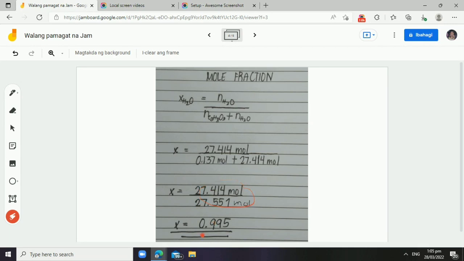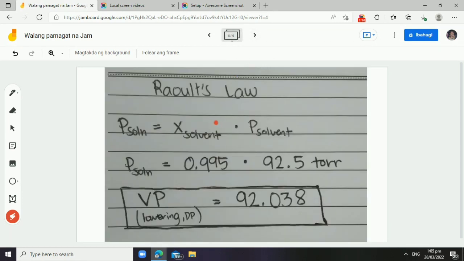Dahil ang hinahanap nga natin is vapor pressure, we are going to apply Raoult's law, which is a formula of mole fraction of solvent multiplied by the pressure of solvent. Ang nakuha natin kanina is 0.995, and ang ating given na vapor pressure is 92.5. Multiply lang natin siya, and then we will get 92.0384 or 92.04, which is logical siya maging vapor pressure lowering dito dahil mas mababa siya sa 92.5. So, that's it.